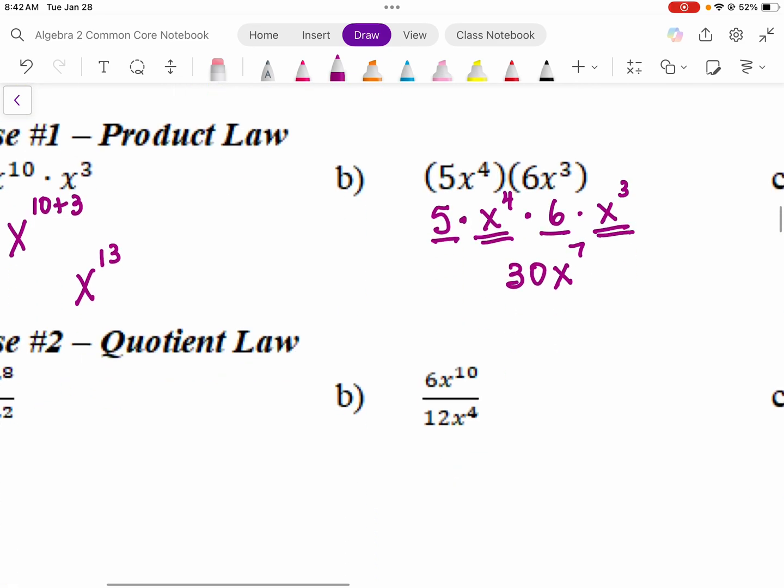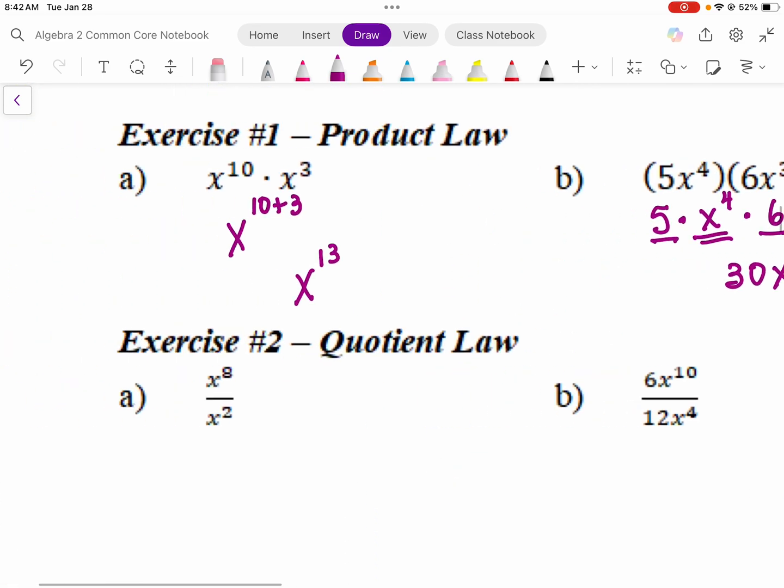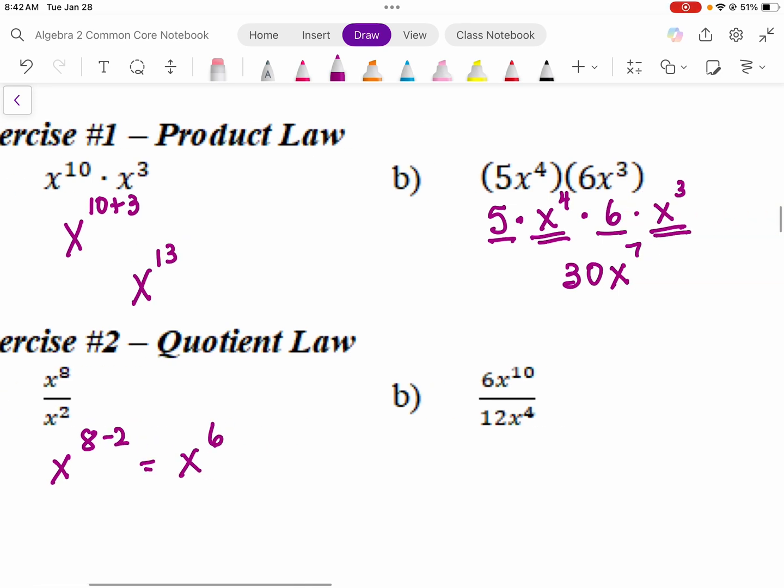All right, the quotient law, remember, when we have the same base, we divide. So, when we have the same base, we subtract. So this is x to the 8 minus 2, so we get x to the 6th.